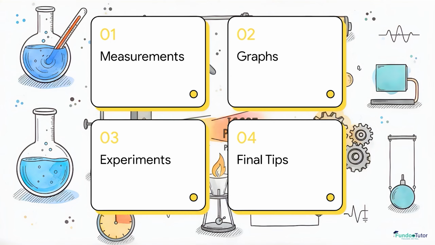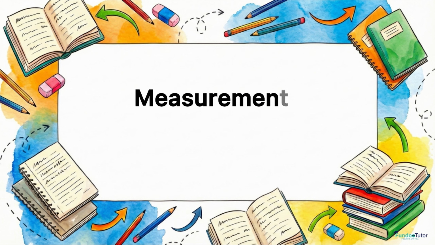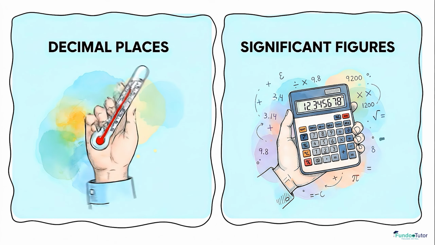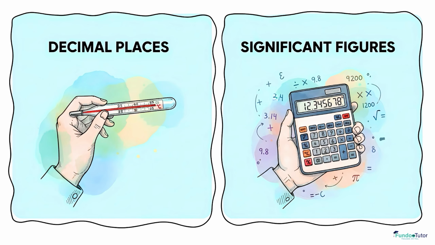So, let's get started. All right, first up, let's tackle one of the most common points of confusion: decimal places versus significant figures. Getting this right is such a simple way to make sure you're not just throwing away easy marks. So, how do you know which one to use? Well, it all comes down to a really simple question. Are you measuring something directly from a tool, or are you doing a calculation? Let's look at the rule for each one.